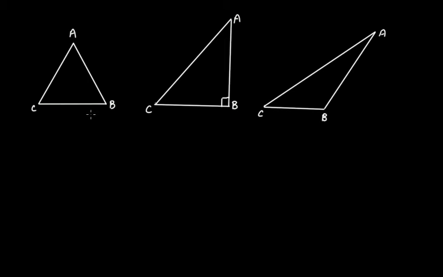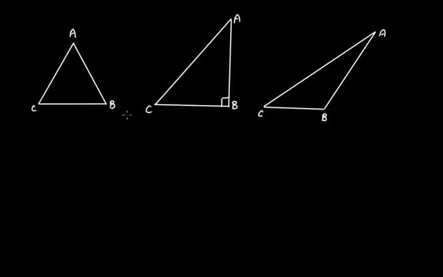We have some triangles here. Triangle ABC. In this triangle, all the angles are acute angles. This is a right angle triangle ABC, where angle B is 90°, and this is triangle ABC, where angle B is an obtuse angle. So we have three different types of triangles: acute angled, right angled, and obtuse angled.